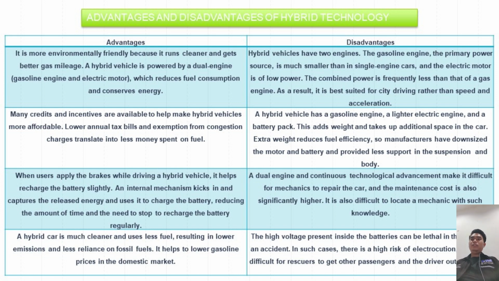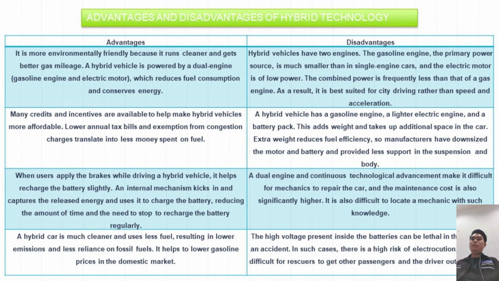First, hybrid vehicles have two engines. The gasoline engine, the primary power source, is much smaller than in single engine cars, and the electric motor is of low power. The combined power is frequently less than that of a gas engine. As a result, it is best suited for city driving rather than speed and acceleration.